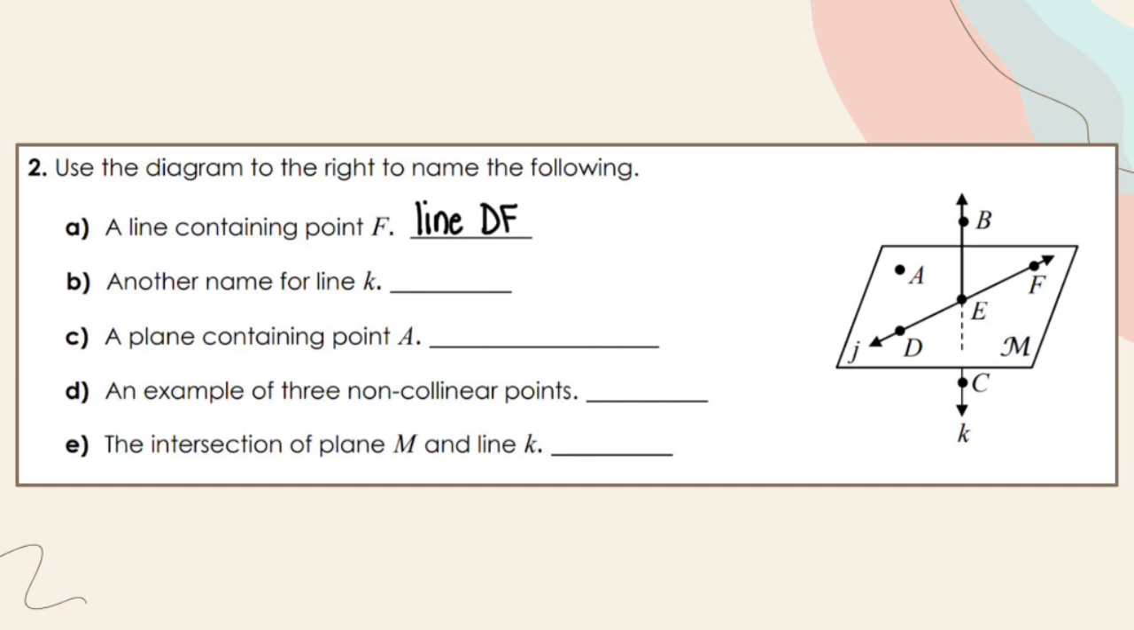Another name for line K, same idea. Here's line K. It contains C, E, and B. We can use any 2 of those. I'm going to say line CE.